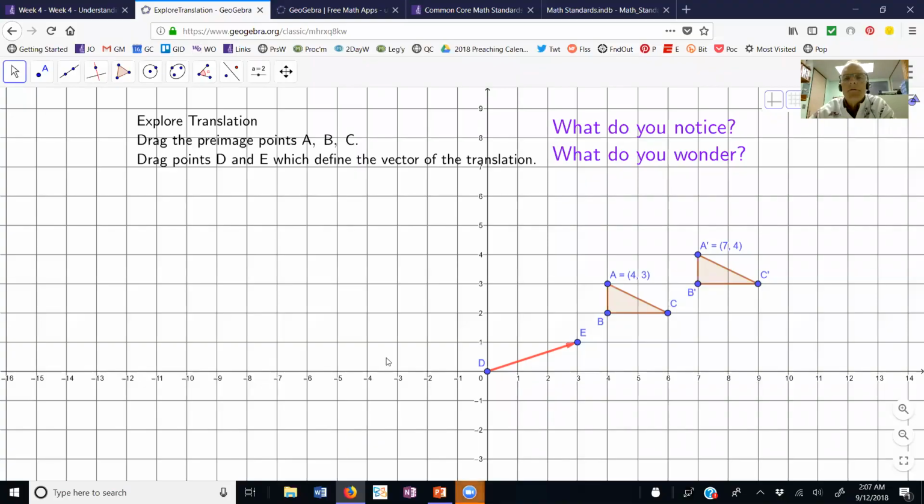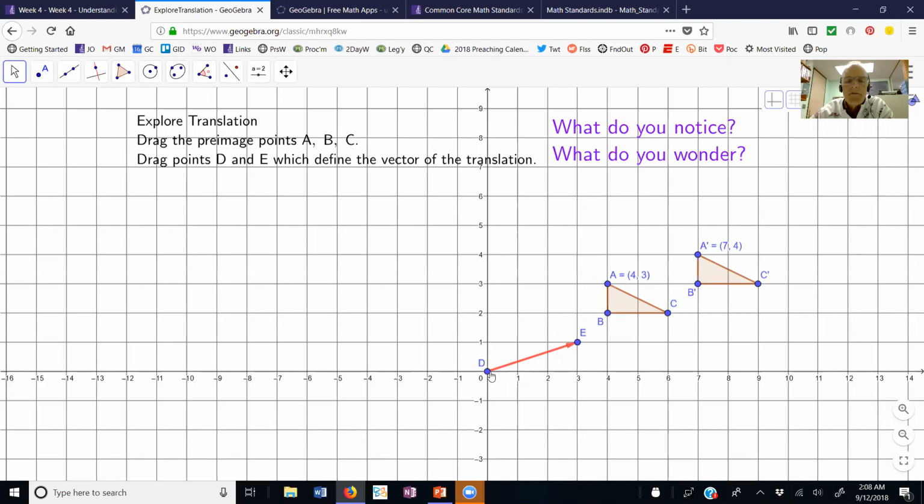Now I'm going to go over to GeoGebra and take a quick look at the apps that I've prepared for you, and I would like you to investigate these in greater detail. This is the Explore Translation app. The original points are A, B, and C. A prime, B prime, C prime is the image, the result of the translation. And the translation is this vector here from D to E.